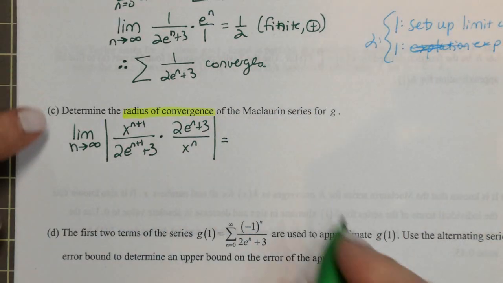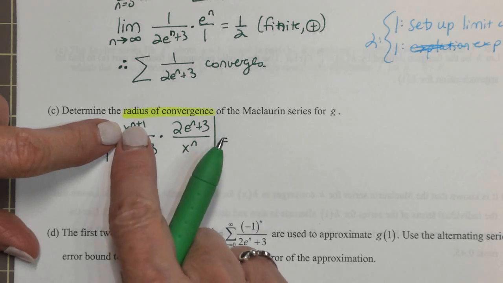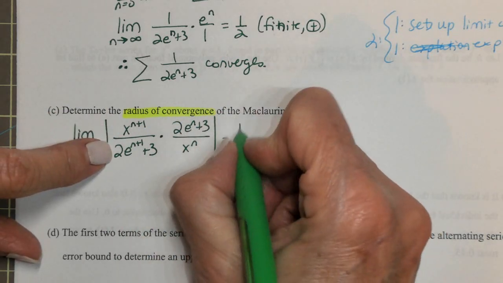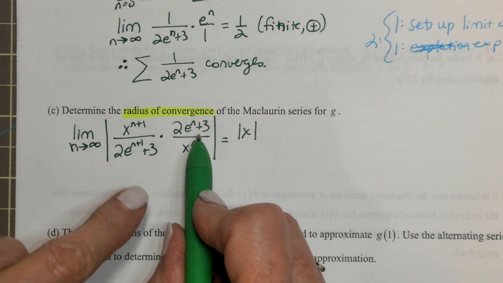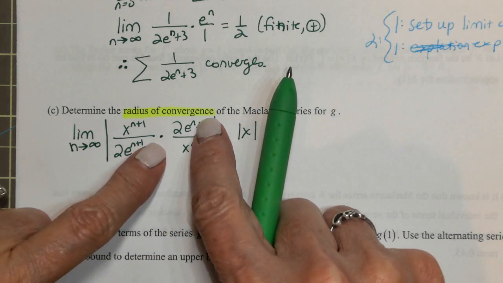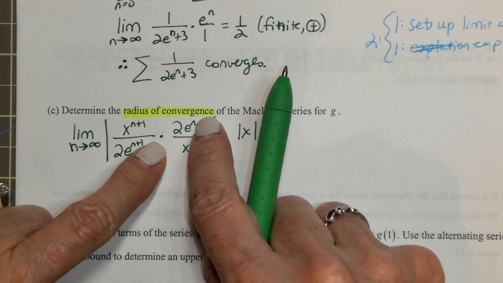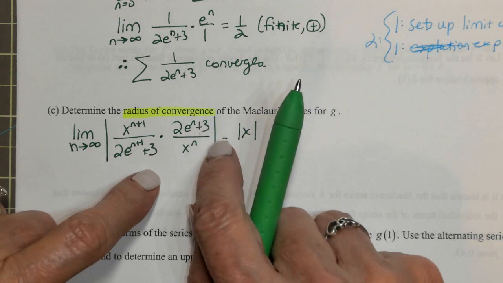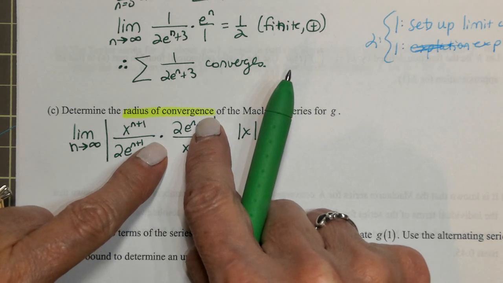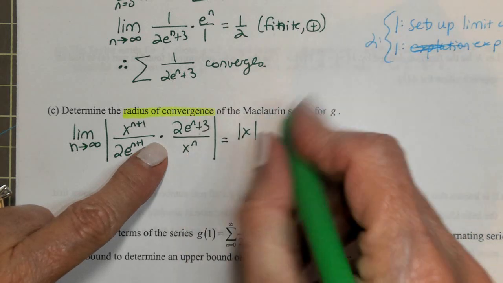Okay, now, what is this going to give? The x's reduce, leaving a single x on top. Put your absolute value bars around it. On the bottom, the plus 3's will not matter. As n goes to infinity, the plus 3's will not matter. The 2's reduce, leaving an e on the bottom.